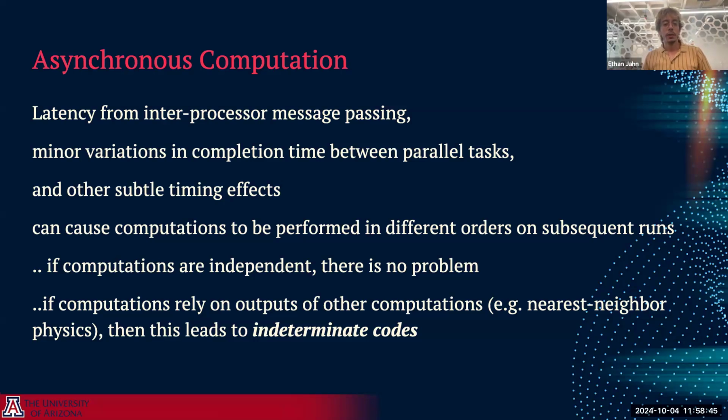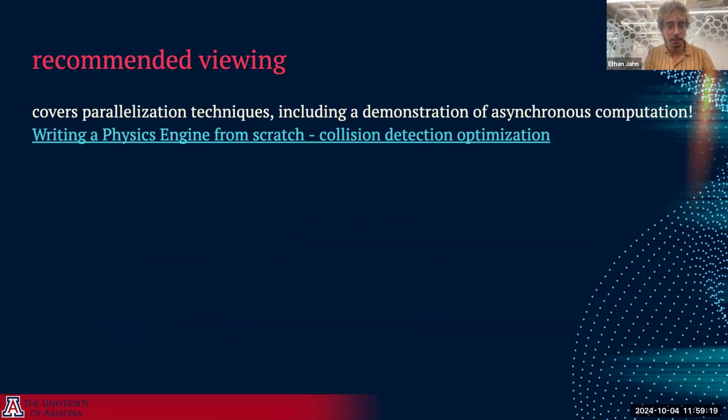So if computations are independent, there's not a problem here. But if the computations rely on outputs of other computations, for example, if you're computing nearest neighbor physics, then this can lead to codes that are non-determinate. So we talked about deterministic code execution briefly before. Here's an example of a situation that can produce non-determinate codes. Parallel execution can lead to asynchronous computations and then indeterminate codes depending on what's exactly being implemented.